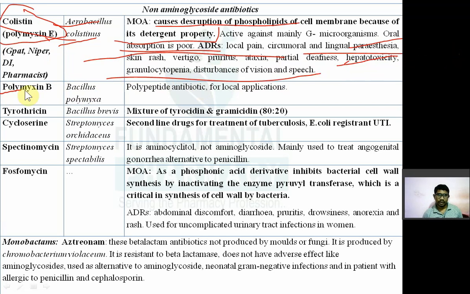Polymyxin B is obtained from Bacillus polymyxa. Polymyxin E is from Bacillus colistinus. Remember, it is again a polypeptide antibiotic for local use.